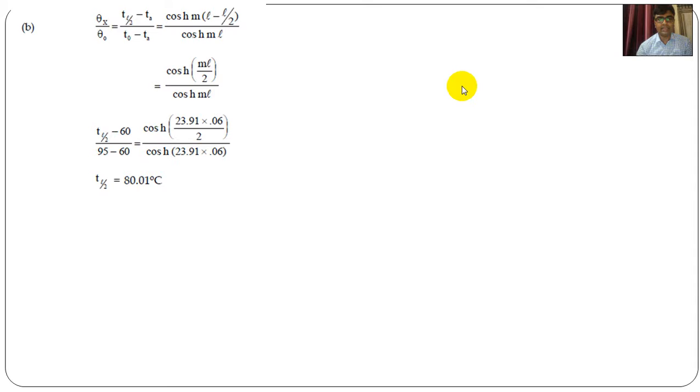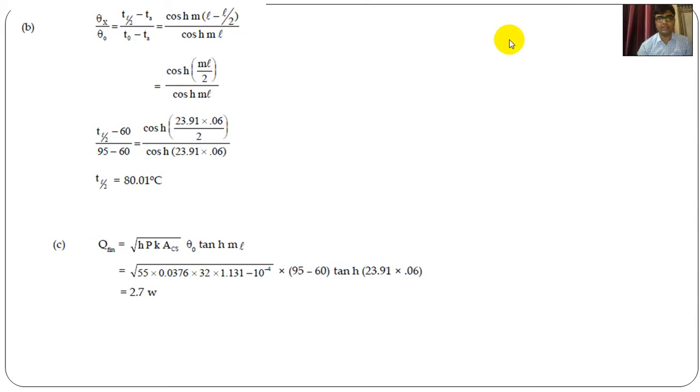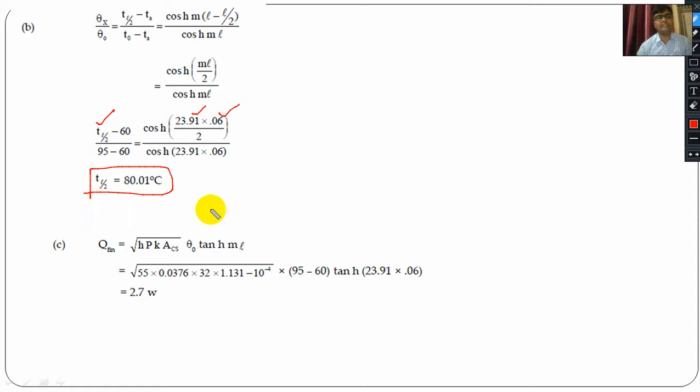Each and everything is given in that problem, so you easily put all those values. See, this is the T(L/2). The mL value you already calculated in the earlier slide. So you just put the m value, L value, and all those values. You get the temperature at the half of the fin is 80.01.